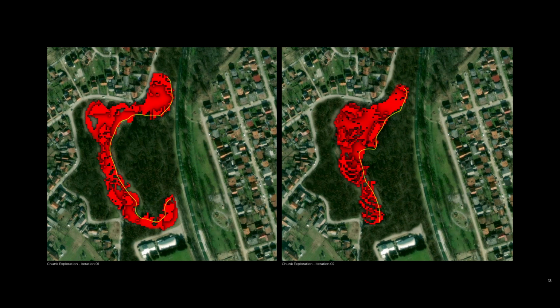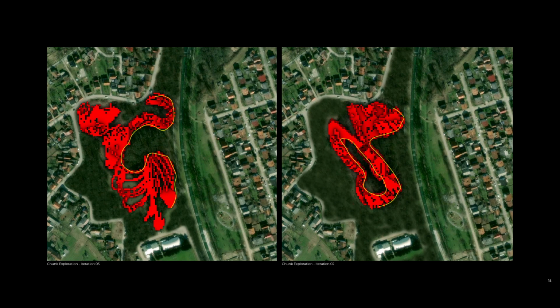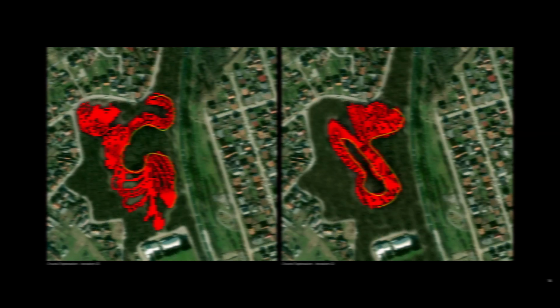These are some of the initial explorations that were carried out to identify suitable chunk designs that create an ideal combination within the existing topography of the site while respecting the nature. These are some of the close-up conditions that we identified during the initial stages.